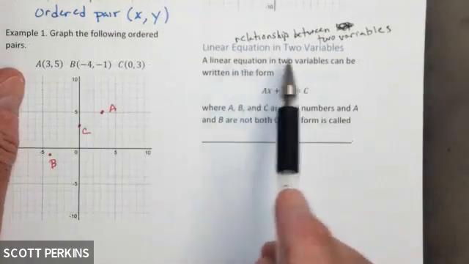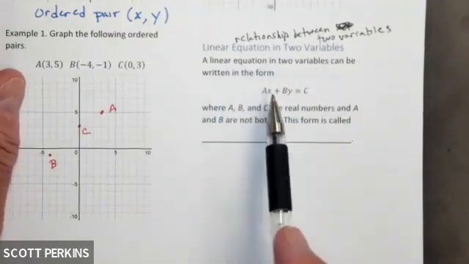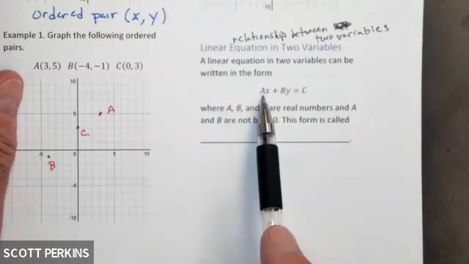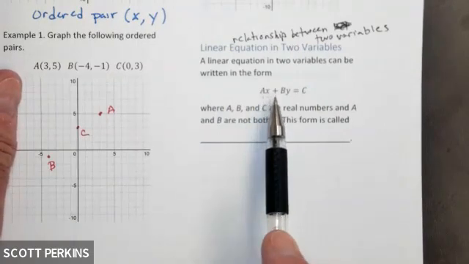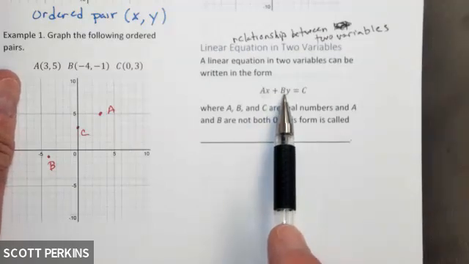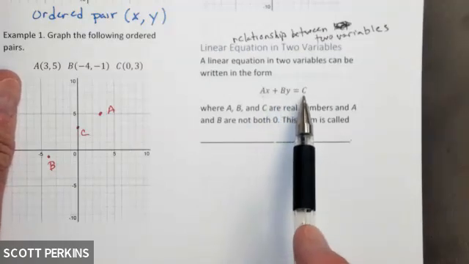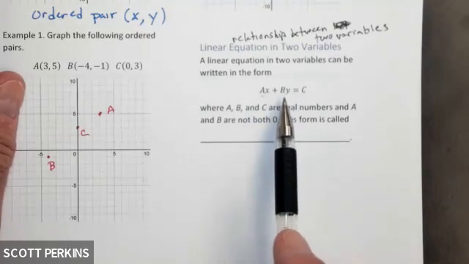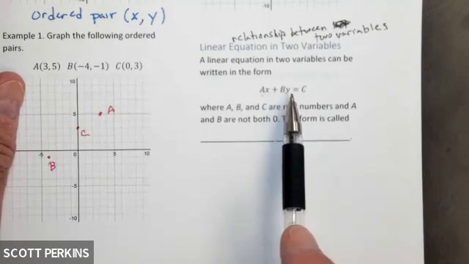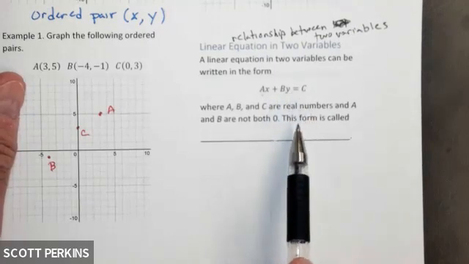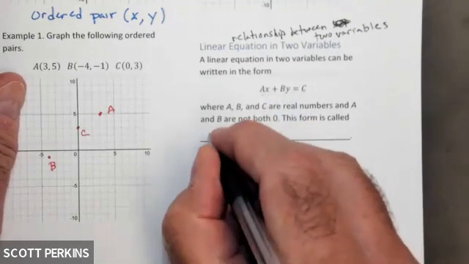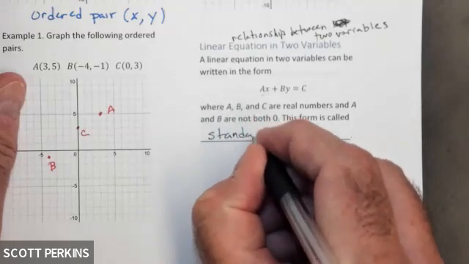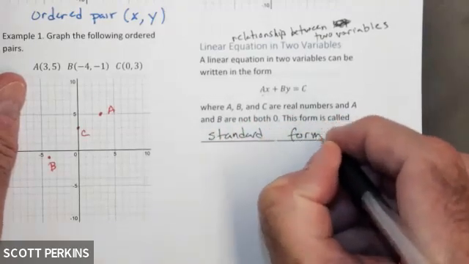And so a linear equation of 2 variables can be written in this format right here, where I have some number, a coefficient, it can be any real number in front of my x, plus some real number, it can be any number at all in front of my y, is equal to a number. And when you have your linear equation written in this format, where the x and the y are on the same side of the equation, this form is called the standard form of a linear equation.